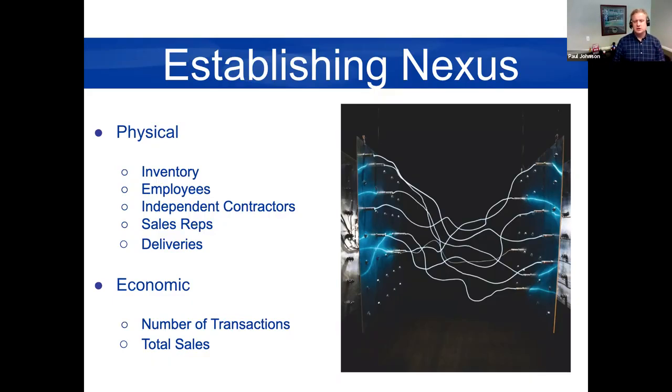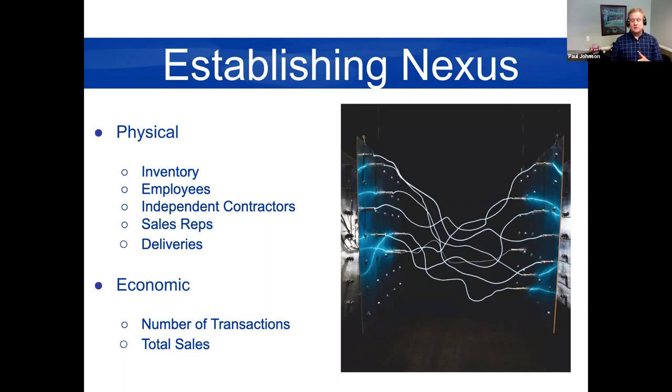And that threshold, you have a physical threshold of your independent contractors, your inventory; that threshold is physical. Then you have another threshold of economic, and the economic threshold is a number of transactions given in a 12-month period. Depending on the state, it could be a rolling 12 months or a calendar 12 months, but a number of transactions and a total sales amount. And that total sales volume in the South Dakota case was 100,000 in total sales. 200 transactions is the total number of transactions.